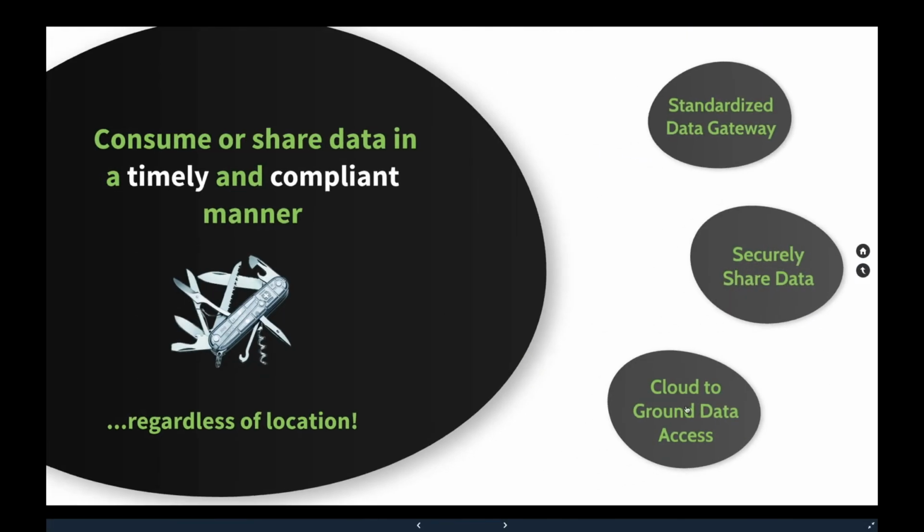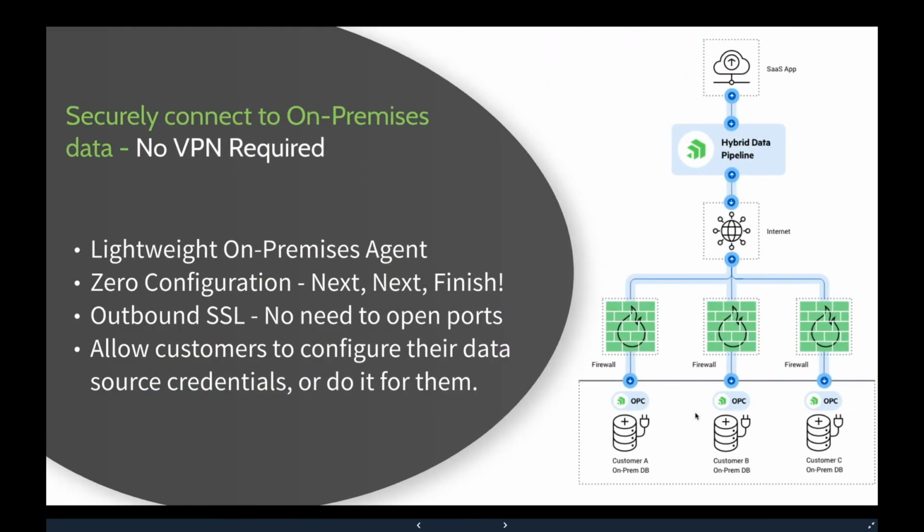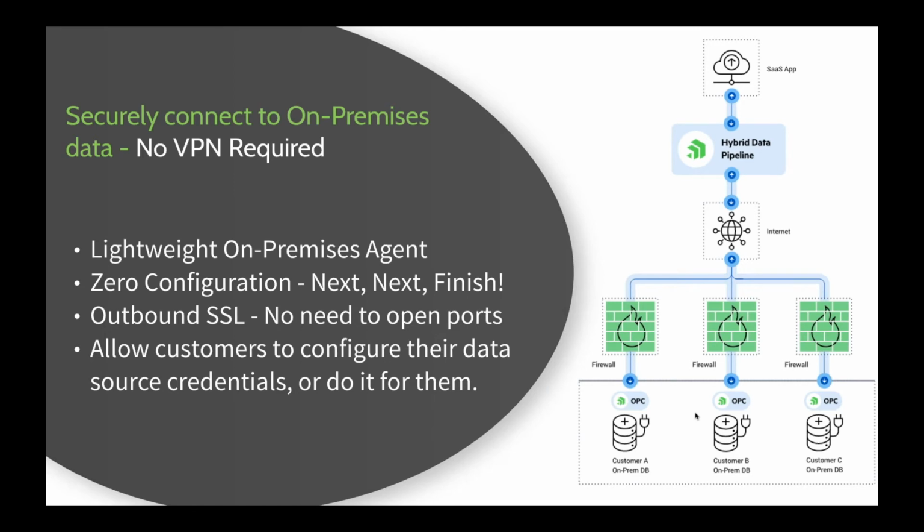And then lastly, let's talk about cloud to ground data access. One additional component to the Hybrid Data Pipeline is our on-premises connector. And this is a small agent that runs behind the firewall close to data that you want to access. So say you are an ISV and you have a cloud analytics tool, and you want to get access to your customers' data to enrich what you already have in your environment. Normally you'd need to set up a VPN or open up ports to make that happen, maybe an SSH tunnel.